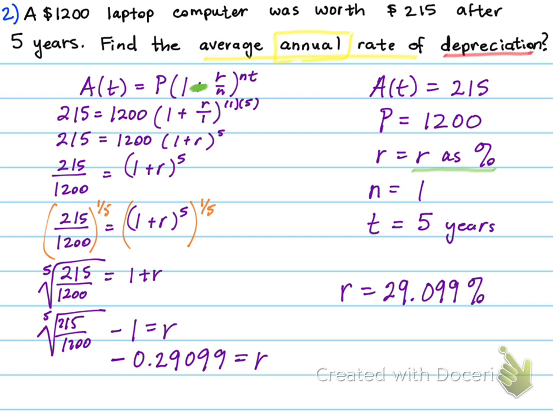29.099%. If I had you truncate at the thousands, this is what the percent would look like. You were depreciating, so I'm going to put depreciate so we understand it's a negative value. Depreciating at 29.099%.